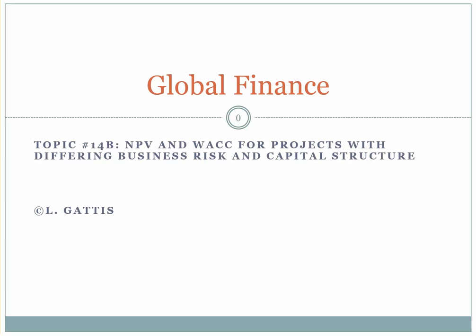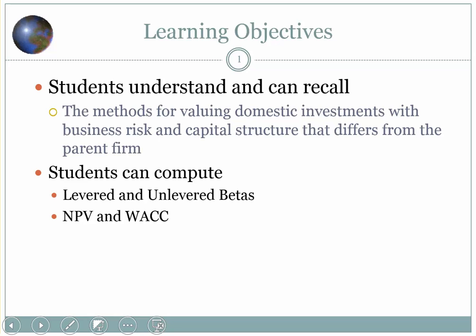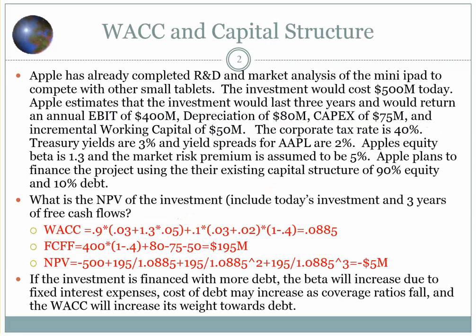Topic 14b, NPV and WACC for projects with differing business risk and capital structure than the parent firm. Copyright Lou Gaddis. In this topic, we'll calculate the NPV and WACC for projects that have different business risk and capital structure than the existing or parent firm. To do that, we're going to calculate levered and unlevered betas, and then use that to calculate NPV and WACC.